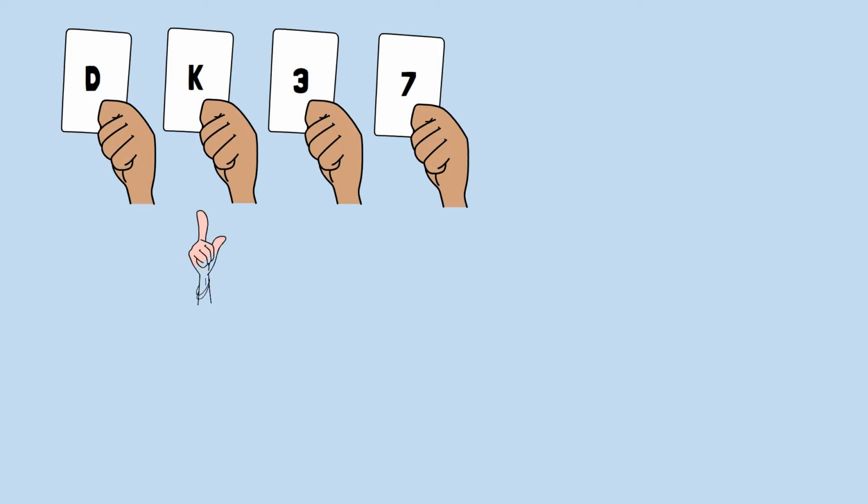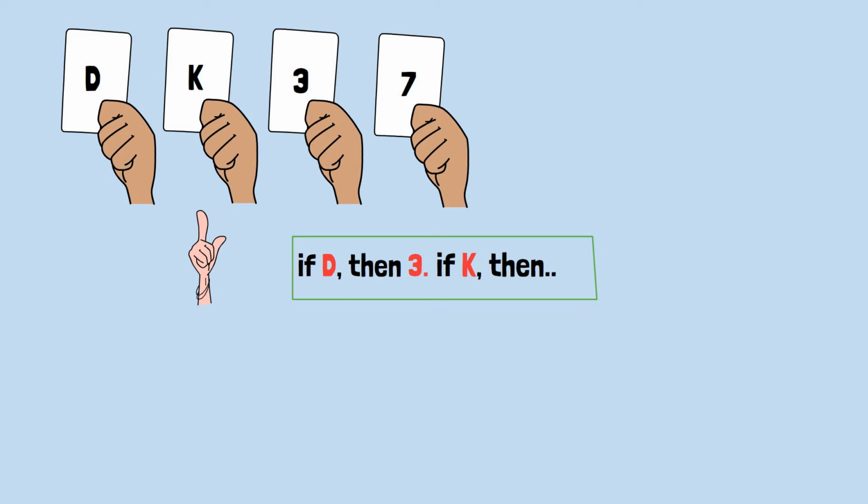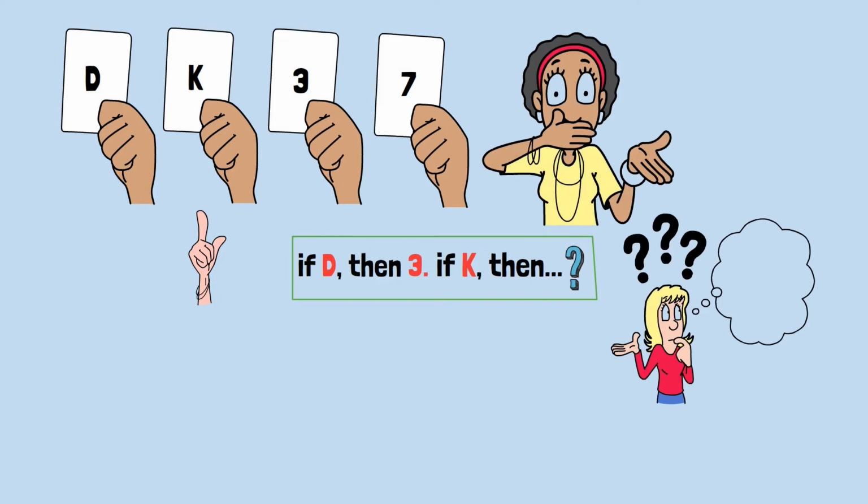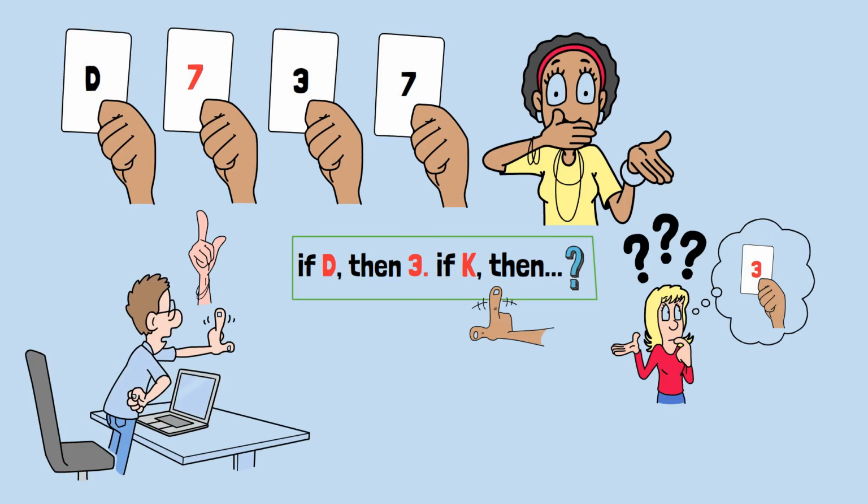Now let's consider the K card, and here's where things start getting interesting. Our rule tells us, if D, then 3. But if K, then what? The rule says nothing about K cards. Maybe all K cards have 3s on the back. Maybe some do, maybe none do. The rule simply doesn't care about K cards at all. Whether we flip the K and find a 3 or a 4 or a 7, it has absolutely zero bearing on whether our D implies 3 rule is being followed.